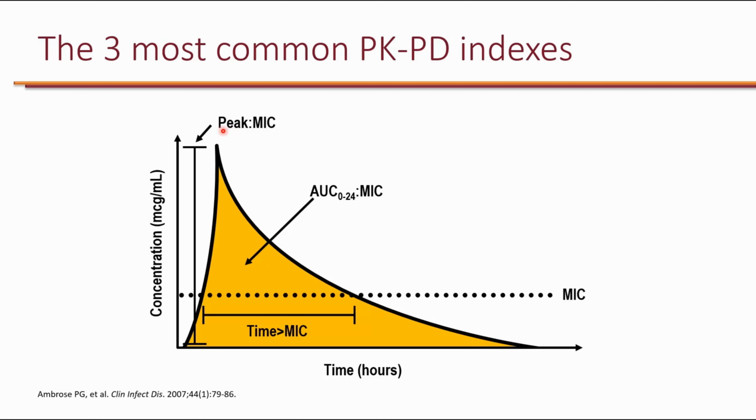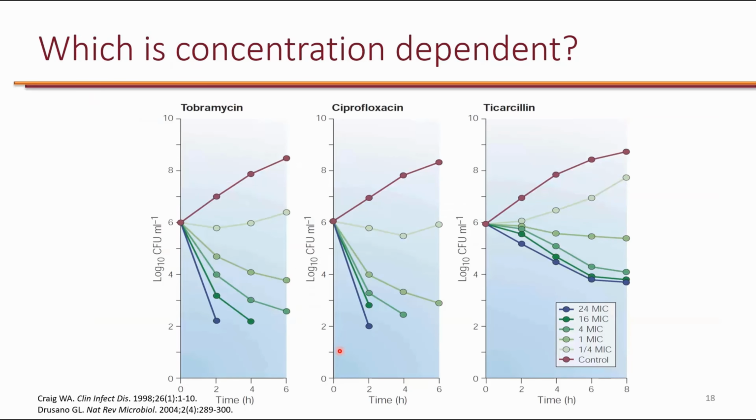We can combine these pharmacokinetic parameters with MIC to get PK/PD indices. The 3 commonly used are the peak to MIC ratio, the AUC to MIC ratio, or the time above MIC. So when the concentration goes above this MIC concentration, it will go above and then eventually will go down and then go below the MIC. The time it takes to go above the MIC and then below the MIC, that's referred to as time above MIC.